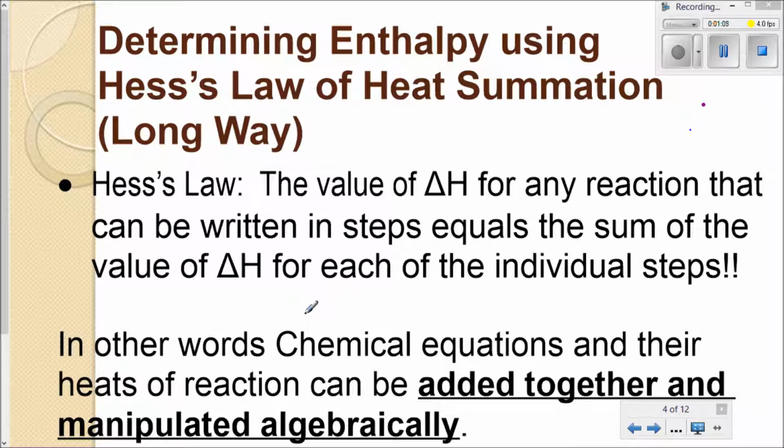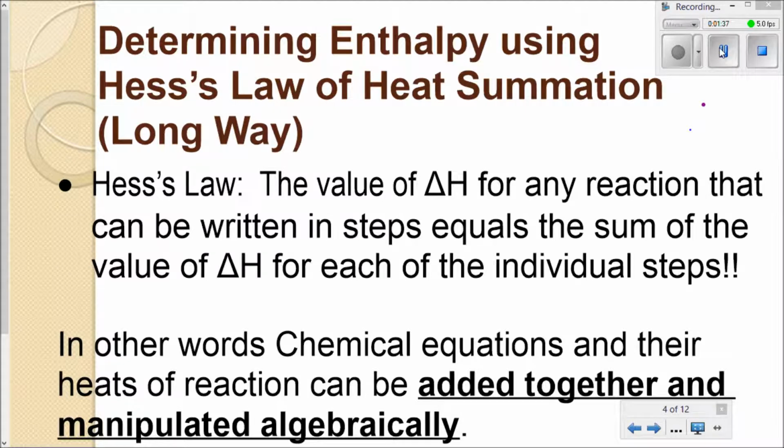So if you have a value of delta H and you want to multiply the whole equation by 2, you multiply all the coefficients by 2, and you multiply the enthalpies by 2. If you want to take the whole equation and divide every coefficient by half, you can do that as long as you divide the enthalpies by half. If you want to add two different equations together, you can do that as well. And that's pretty much what Hess's Law is. Let me show you an example.